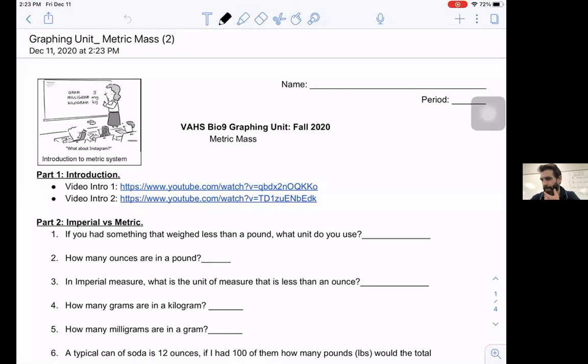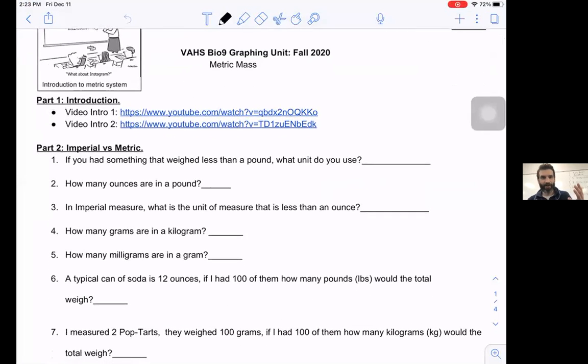So this first section right here is trying to get us to compare imperial or the United States measuring system versus the metric system, and maybe reveal some of the benefits of the metric system. So if you had something that weighed less than a pound, what unit do you use? Well, for us, we would use ounces. Okay. How many ounces are in a pound? Ooh, I didn't know that, I don't think, when I was in high school, but there are 16 ounces in 1 pound.